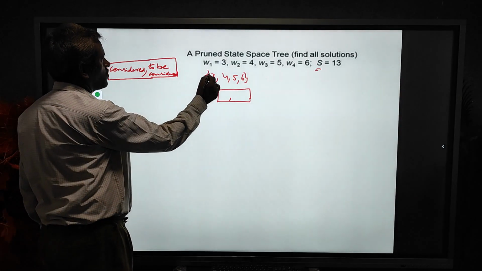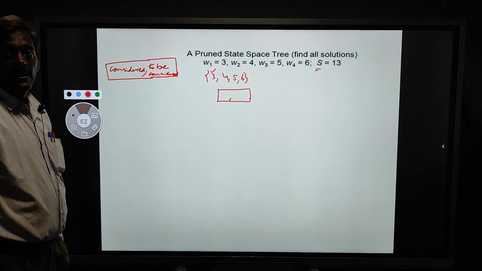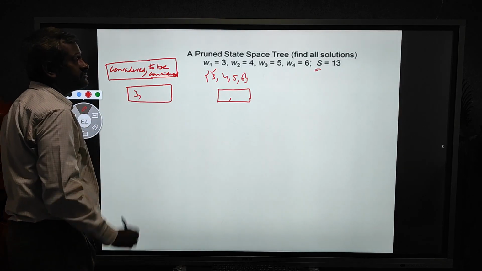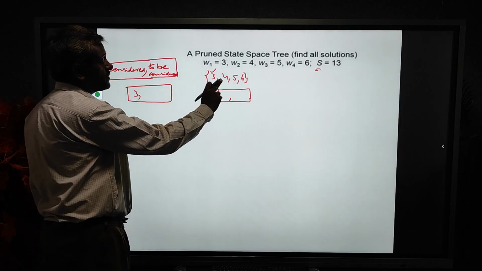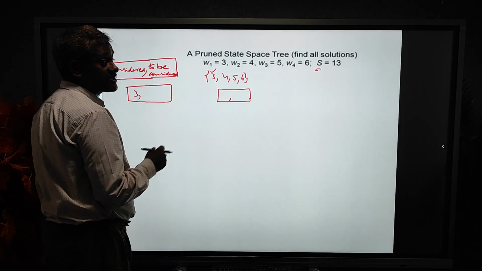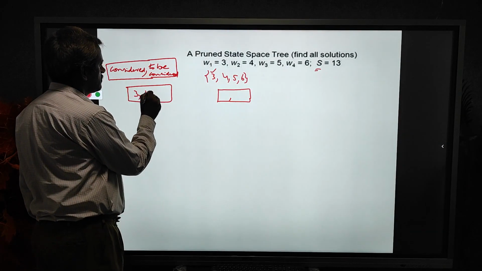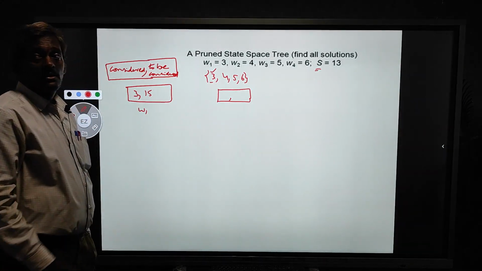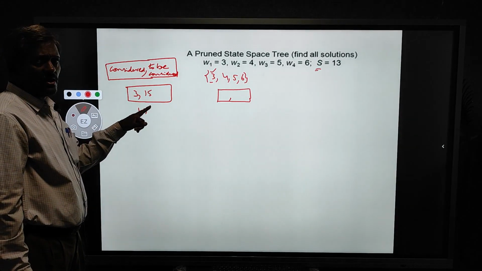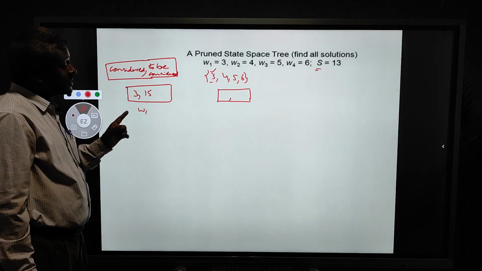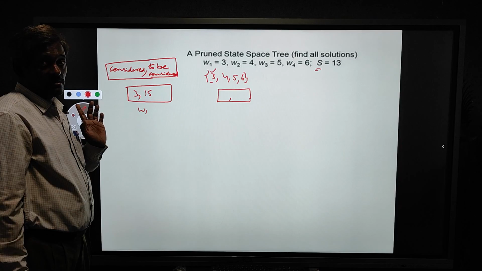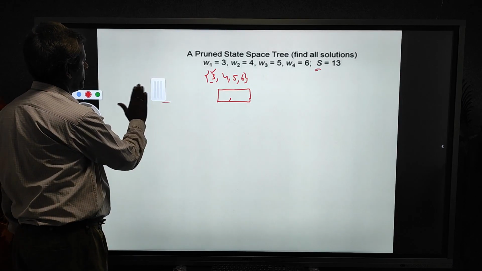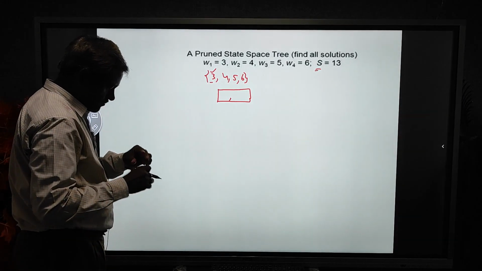Suppose I consider 3. Now my node is going to have 3, and what remains is 4 plus 5 plus 6. 4 plus 5 is 9, 9 plus 6 is 15. That means if I consider W1, this is my node having the ordinate: the considered sum is 3, the sum to be considered is 15. Now we will write it down accordingly.